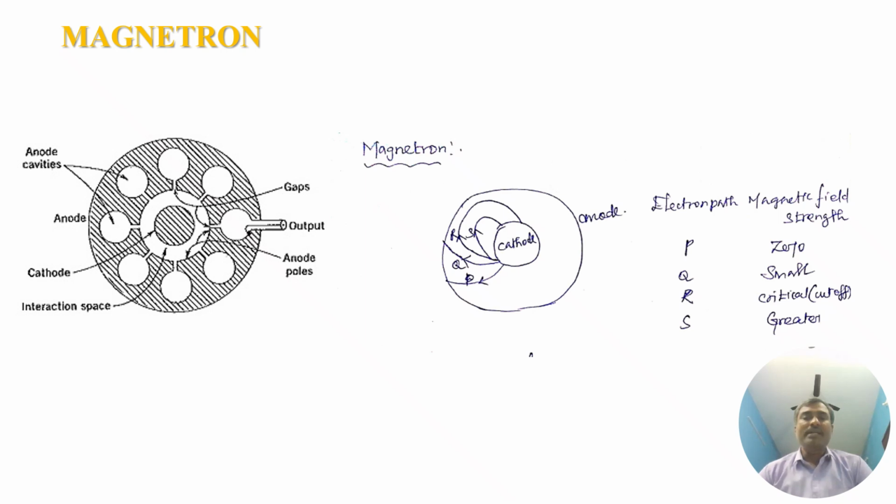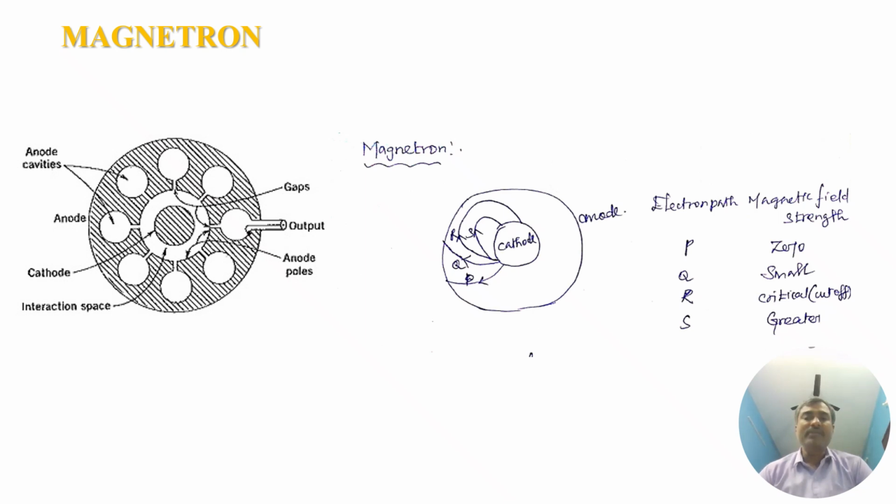If there is no magnetic field in the region between anode and cathode, whatever electrons are generated by the cathode will take the straight path and reach the anode. If the value of the magnetic field is very much smaller than the critical magnetic field, the electrons will take a curved path and reach the anode. If the value of the magnetic field is exactly equal to the critical magnetic field, the electrons generated by the cathode will go very near to the anode and be reflected by the magnetic field, and again come back to the cathode.